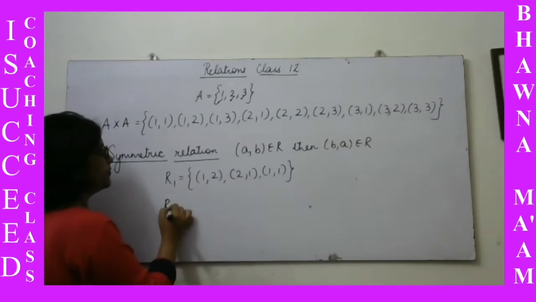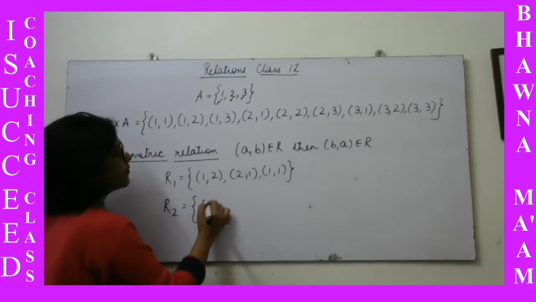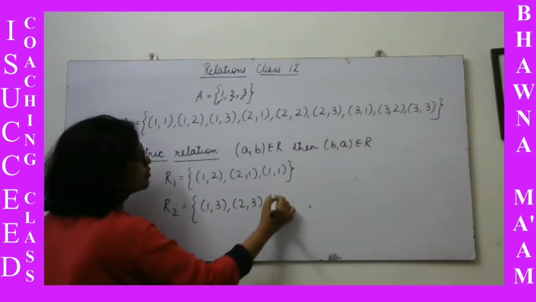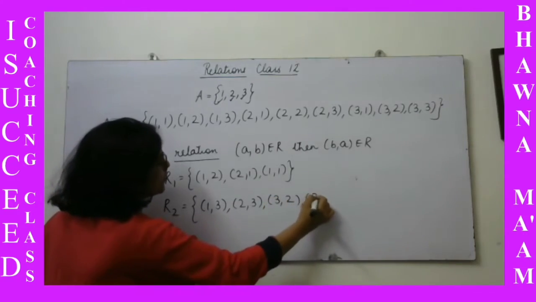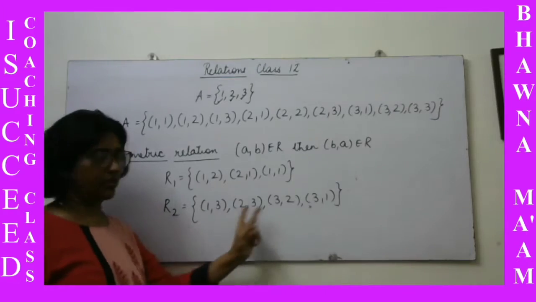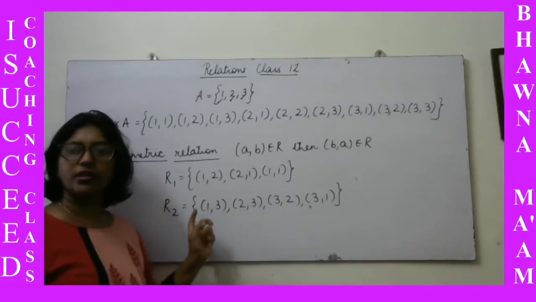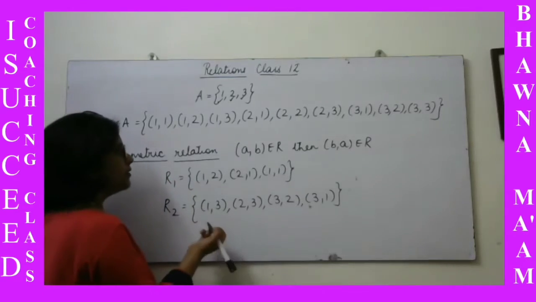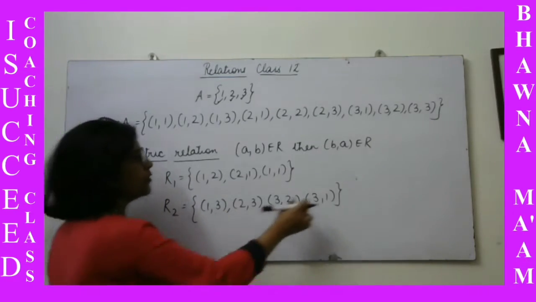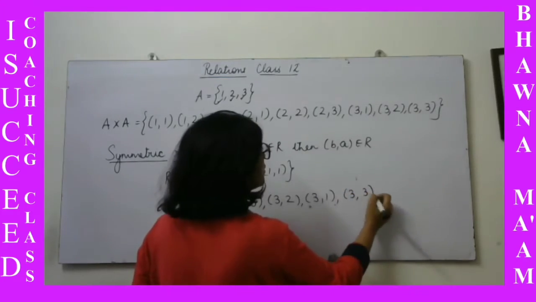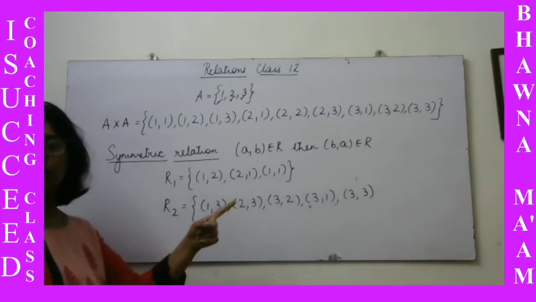Then R2: 1 3, 2 3, 3 2, 3 1. Let's check. 1 3 है तो 3 1 है. 2 3 है तो 3 2 है. Yes, this is symmetric. Okay. And fine, if I write one more in this one, say I write 3 3, then also it is symmetric.